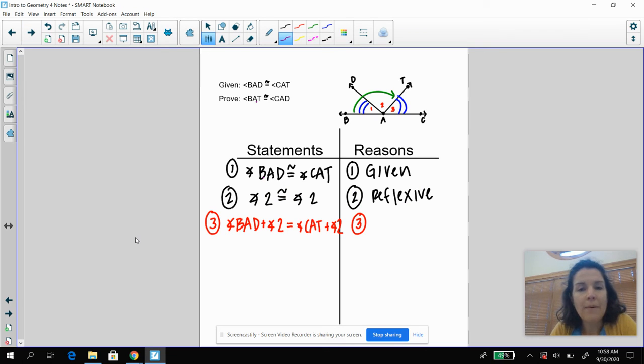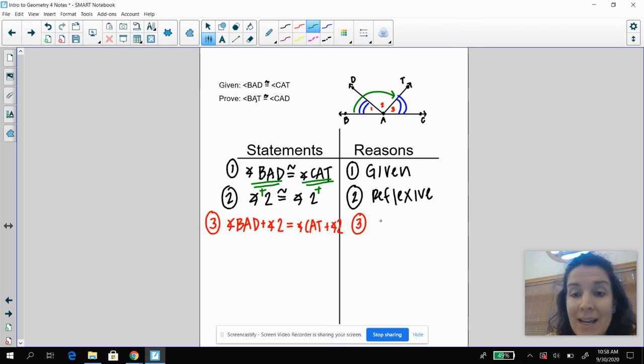Now, one little step that we've got to talk about here is we were able to say that angle BAD, so this one, plus angle 2, see that green little arrow? That's going to be equal to CAT plus 2. Do you know why? Look, I've got BAD congruent to CAT. If I add 2 onto both of them, that is going to be the addition property of equality.